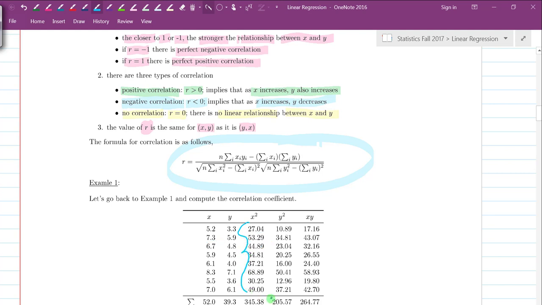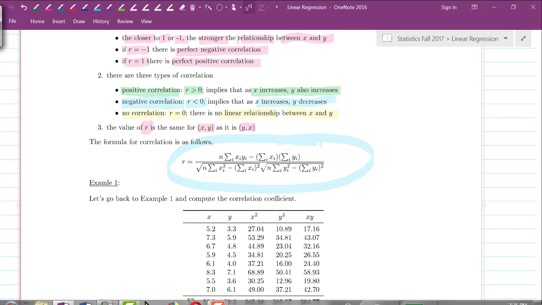And I'm going to come up with this number right here, $345 or 345.38. And that number goes right in there. This number right here is not this number squared. A lot of students get confused on that. Let me show you that.